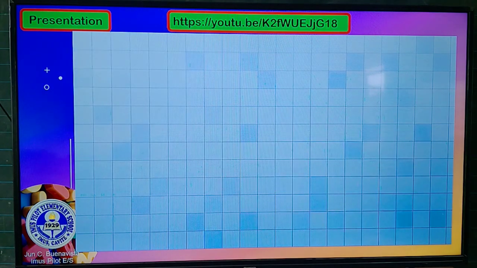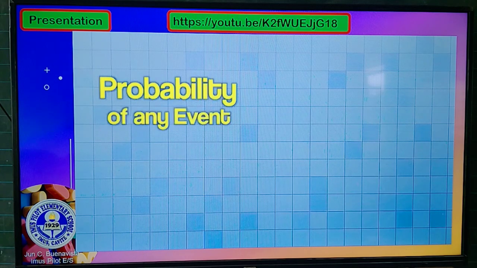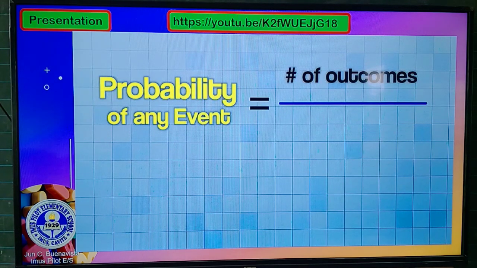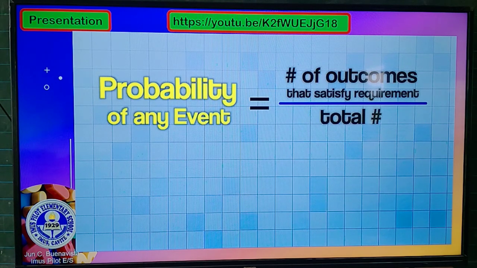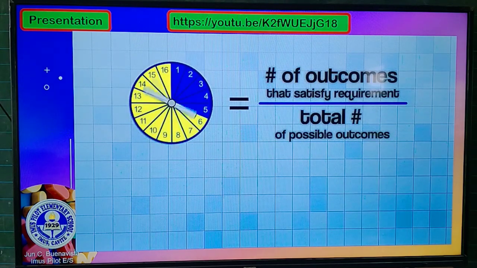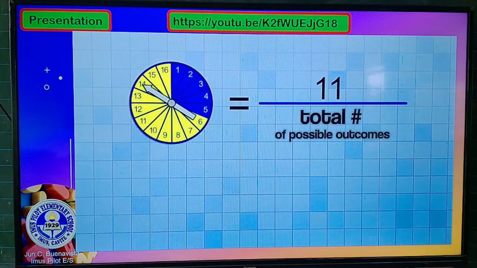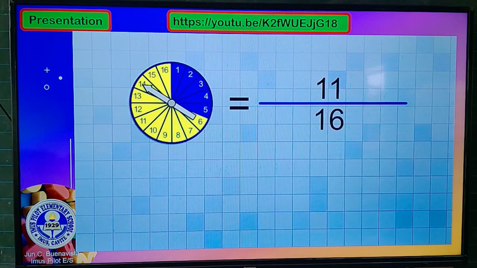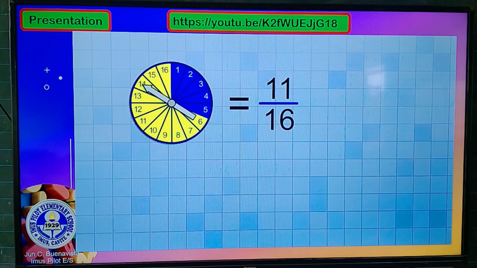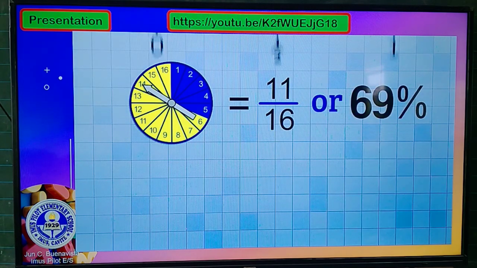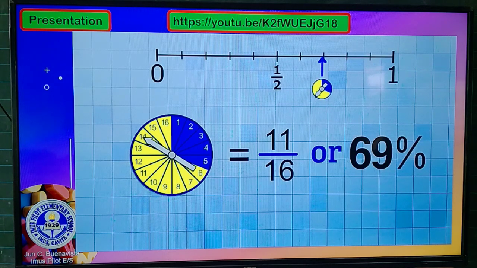And this method will work for figuring out the probability of any event. You just make a fraction with the numerator as the number of outcomes that satisfy your requirement, and the denominator as the total number of possible outcomes. Let's try the same method to find the probability of spinning the yellow. Our top number should be 11 because there's 11 yellow sectors, and our bottom number should still be 16. So the probability of spinning the yellow is 11 over 16, or about 69%. Now we finally have a probability that's considered likely.